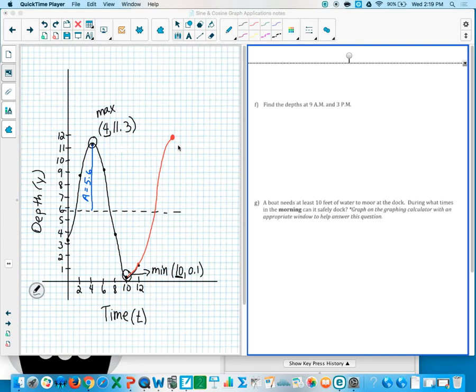Now that we have the graph and the equations, which are very important, we are going to take a look at how we can use them with the graphing calculator and also with just plugging in to find some different answers to our question. So the first question says find the depth at 9 a.m. and 3 p.m. Now we have to be careful. The way we made the scale, 9 a.m. is good. We can just plug in the t-value of 9.